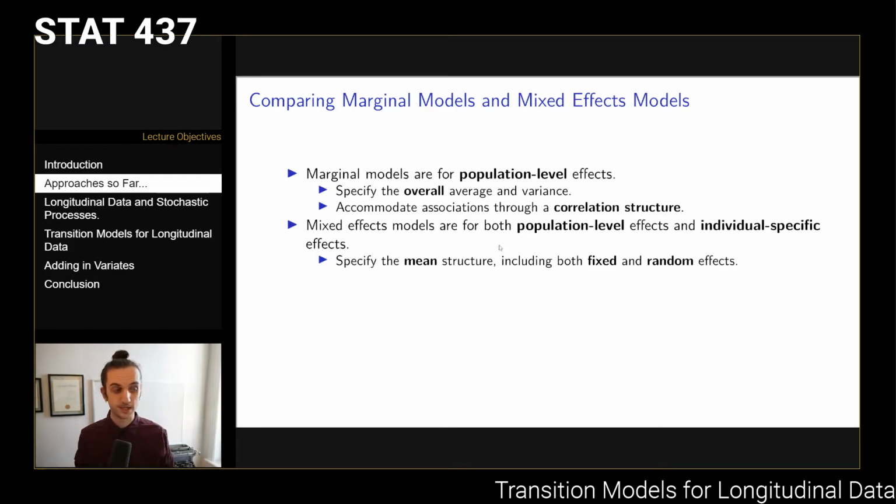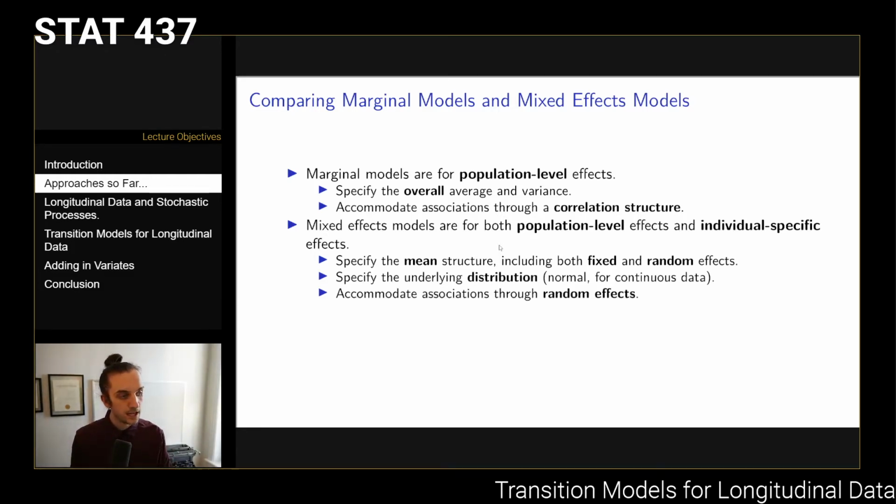So we've specified our mean structure. We specify an underlying distribution. In the case of continuous data, we saw that specifying that to be normal works out well. And then we accommodate associations through the use of random effects terms, right? So we specify those individual level effects. There's a correlation or a covariance matrix within them, and this is imposing these correlation and variance structures that we had talked about previously.